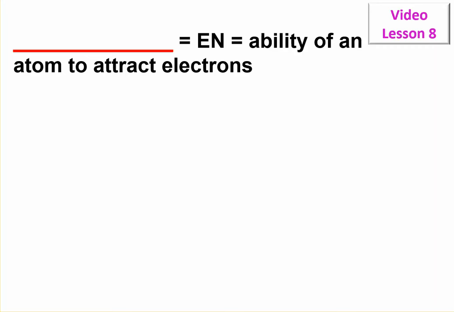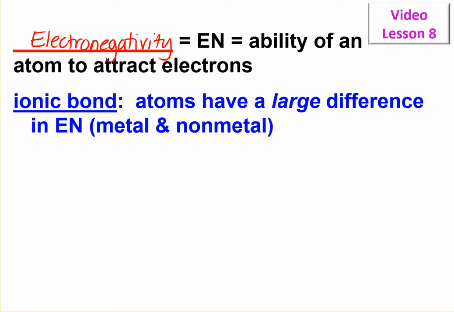Electronegativity is attraction for electrons. Some elements have atoms that are more electronegative than others. This determines bond type. In an ionic bond, there's a strong difference in electronegativity between the two atoms.